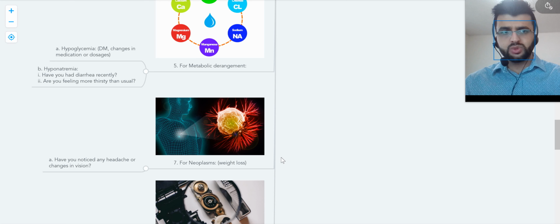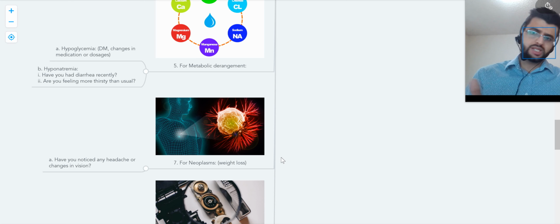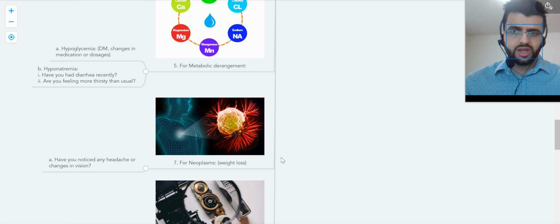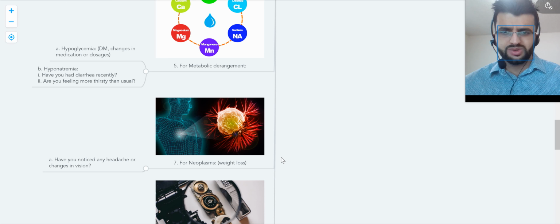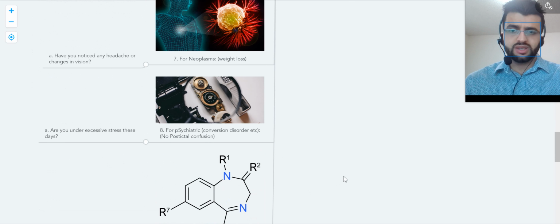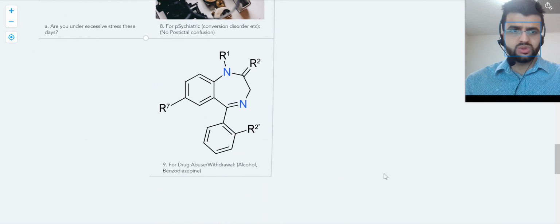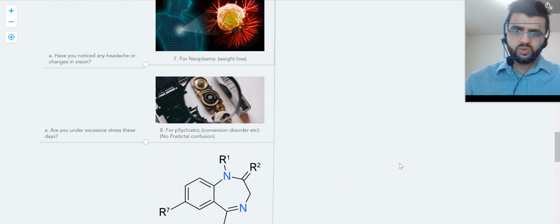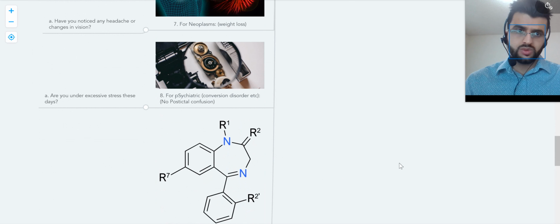Hyponatremia, we ask usually when there's dehydration. So we ask about any diarrhea recently, and if you're feeling more thirsty than usual. These are important questions. For neoplasm, cancer, you ask about any headache, any change in vision. Headache usually at night; that's unique about brain cancer. Or it could be cancer in the lung too. Playing with the metabolites can cause seizure.